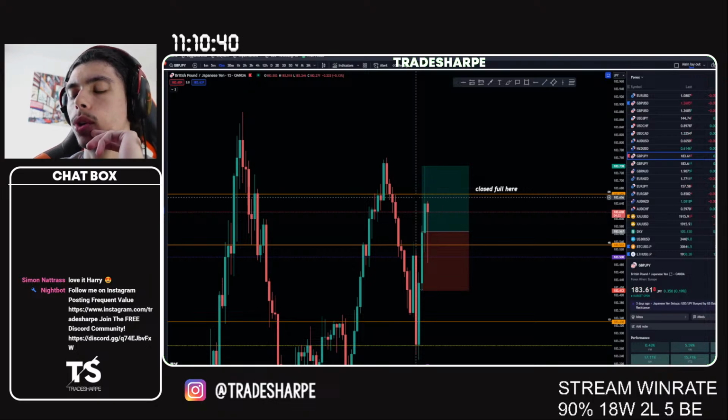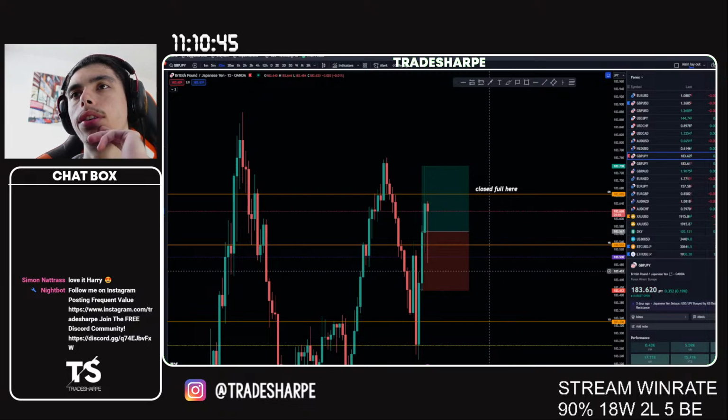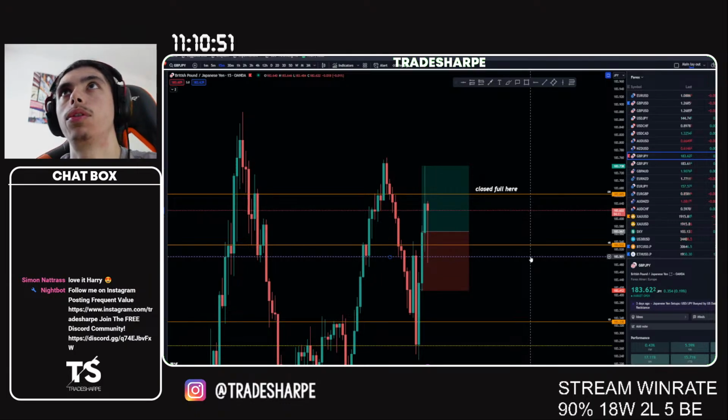Wouldn't an entry around 183.5 be safe and good? No, because you're buying a bearish candle, right? What if it continues being down? It's really tough to do that. And our job is done. We're done. We don't need to think about that.